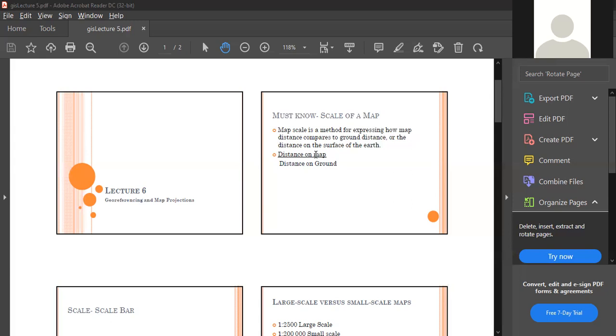Yes, we have medium scale. But I'm not going to bother you with the numbers. I want to show that if the scale gets larger, it means this division is yielding a larger value. So if you have larger distances on the ground, naturally you have a smaller scale.